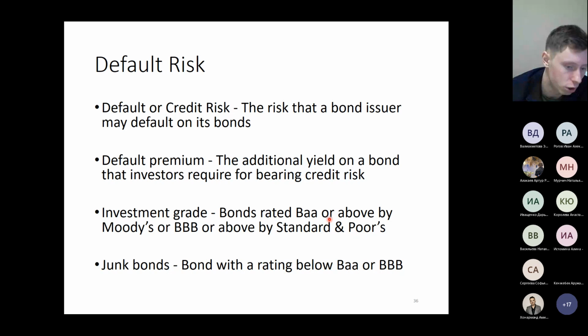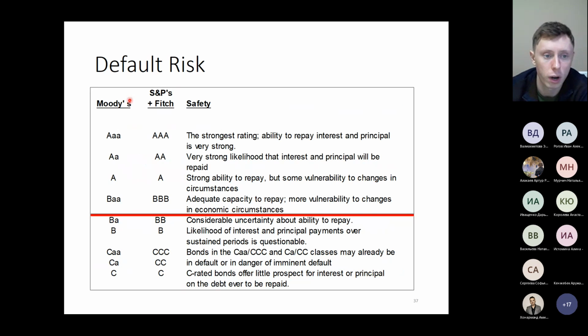In Russia, we have separate regional rating agencies, but the principle is the same. The higher the rating, the lower the chances of default, the cheaper the borrowing for this institution, and the lower the coupon would be. This is the grade of investment with the appropriate description. So AAA is the strongest rating, with very low chances of default. C is for bonds that have little chance of being repaid, so they are more likely to go into default.